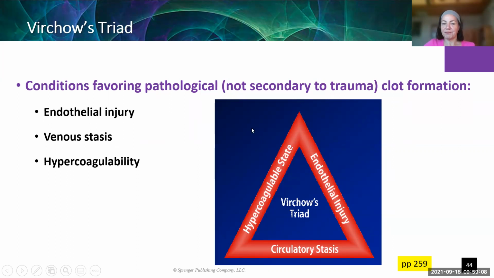Venous stasis. I think down here we have it written as circulatory stasis, same thing. Basically, the blood is not moving very quickly through an area. And thirdly, hypercoagulability, like, for example, in dehydrated states. The blood is thicker, for lack of a better word. And if you have two or more of these factors happening at the same time, it is more likely that that patient is going to form a clot.